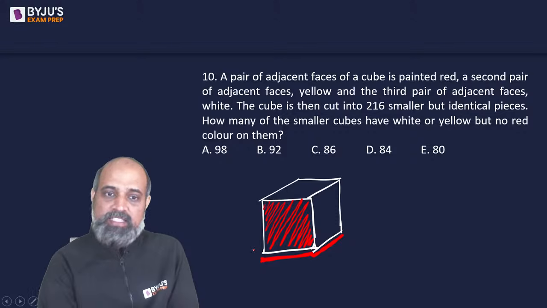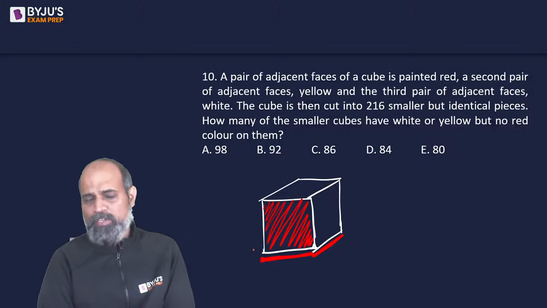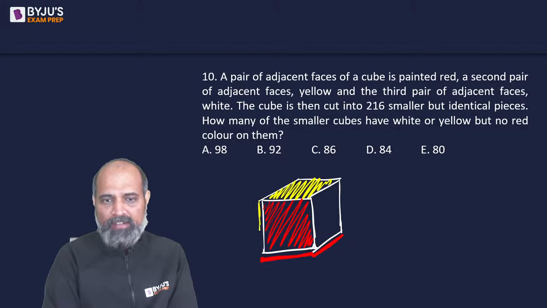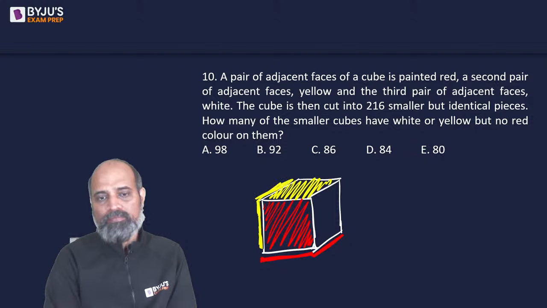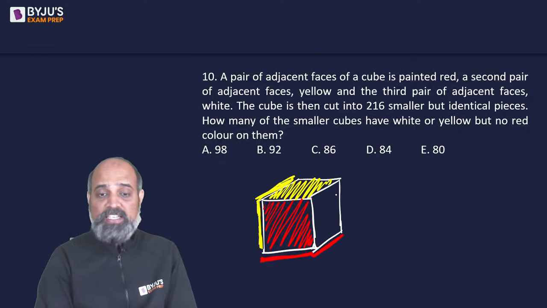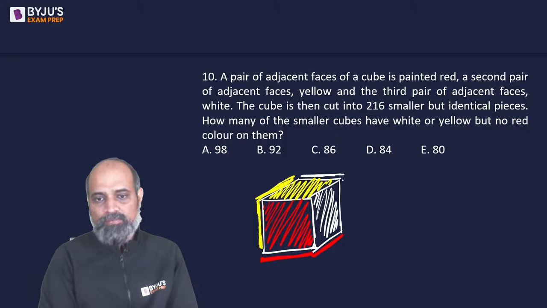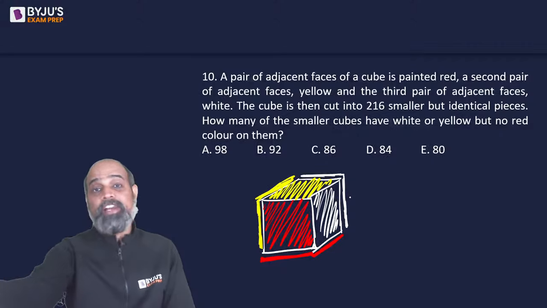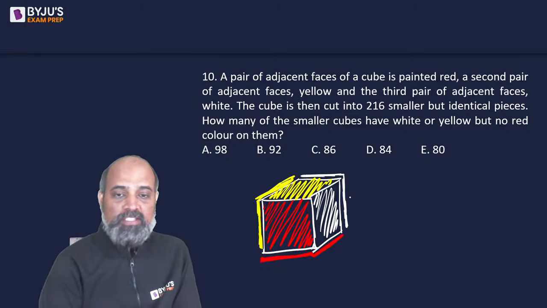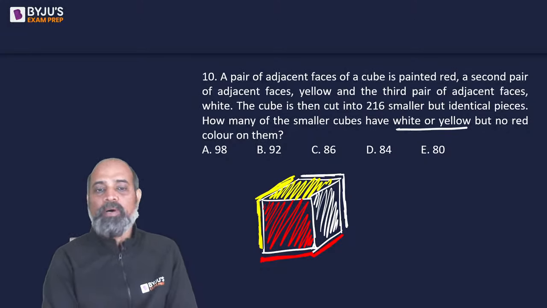Now it says a second pair with yellow. Second pair they have not mentioned, we can take any 2 of them. So I'm going to take this one as yellow, and I'm going to take the one behind it, the one that is hidden. इसको yellow कर लेते हैं. The next one, the third pair of adjacent faces as white. So I'm going to take this as white in color, and then the face at the rear of red, let's take that as white. Okay. Now the question is, how many of these have white or yellow but no red color on them?